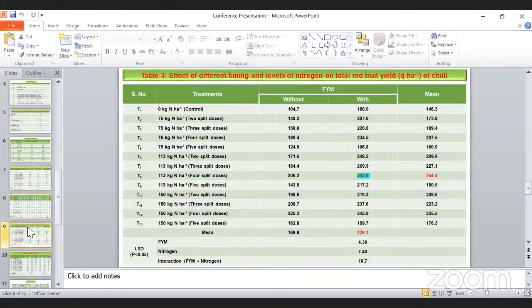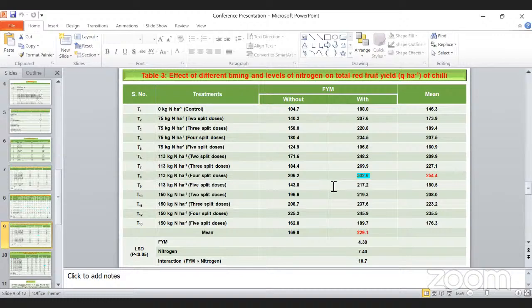If we overall compare the effect on the total fruit yield of the chili, then the farmyard manure plots have higher fruit yield as compared to the without farmyard manure plots. The F25 T4 treatment, that is 113 kg nitrogen in 4 split doses integrated with 25 ton per hectare farmyard manure, resulted in higher fruit yield as compared to the other treatments and the without farmyard manure plots. And the interaction was found to be significant in total fruit yield of the chili.